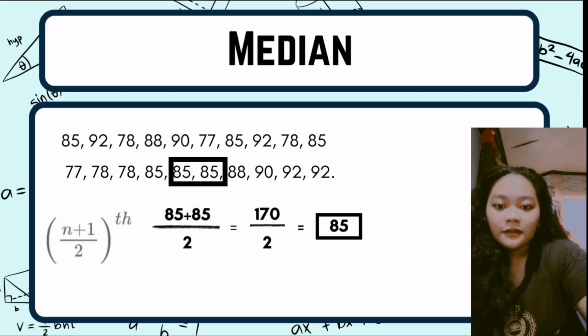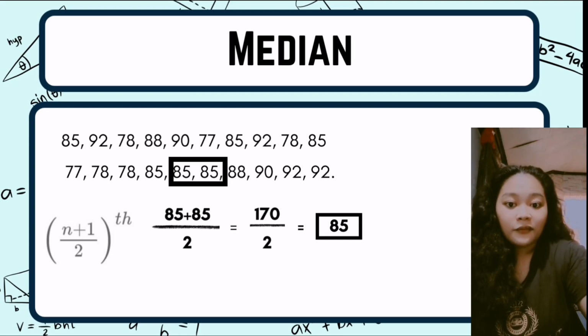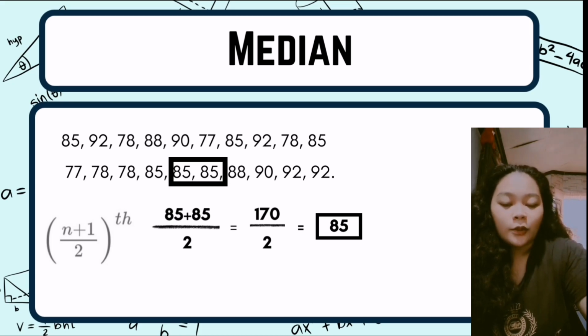Next is the median. The first thing we need to do is arrange the data set into ascending order. So it will become 77, 78, 78, 85, 85, 85, 88, 90, 92, 92. The case here is that there is an even count of numbers, so we need to find the average of the two middle numbers to calculate our median. So 85 plus 85 divided by 2, so 170 divided by 2 is equal to 85, and that's our median.